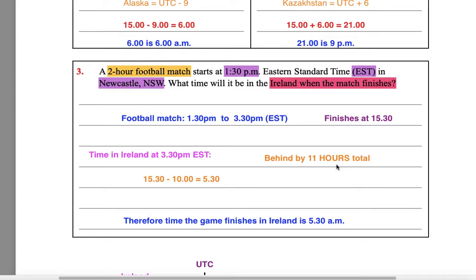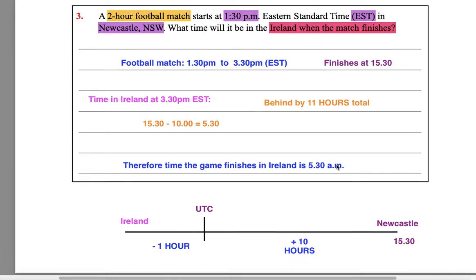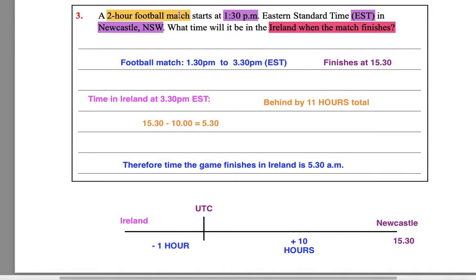Next one, fair bit of information in this, but you'll get it once you can see how to break it down. So 2-hour football match starts at 1:30. Okay, so I already know that my football match is going to go from 1:30 to 3:30, and because I know I have to deal with 24-hour time when I'm looking at different time zones, I've already made the time that it's finishing into a 24-hour time format. And that is in Newcastle, in New South Wales, in Australia. So I've got that information.